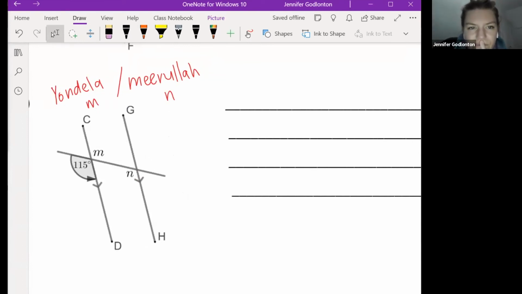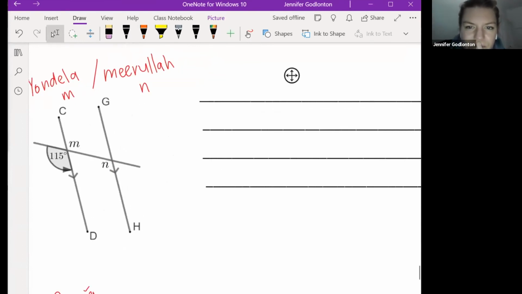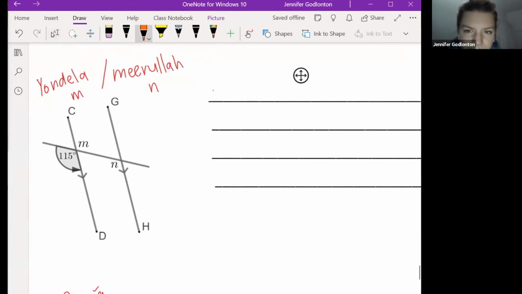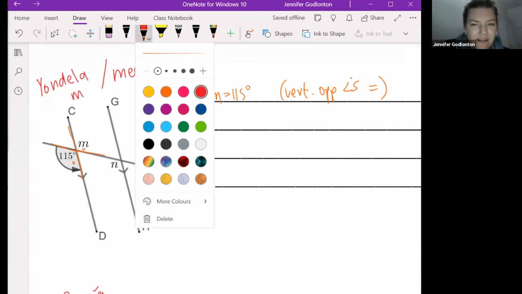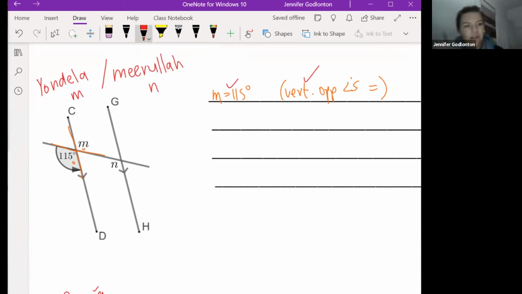Yondela, how can we go about finding N? So, ma'am, what I said is M equals 115 degrees because of vertically opposite angles. Perfect. 2 marks. Vertically opposite angles are equal. There's your bow tie, guys. That one is equal to that one. So for those of you who don't like geometry, do you see how if you actually understand geometry, you just get marks everywhere? It's like a mark festival. You just have to understand it, and then you just get so many marks.